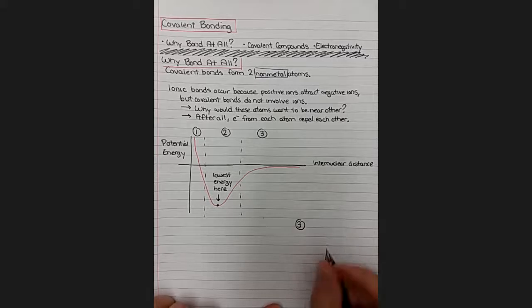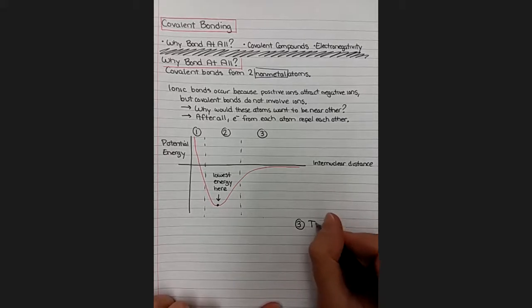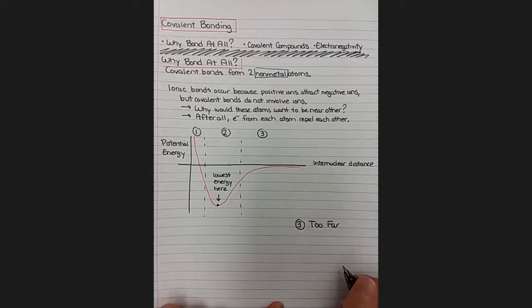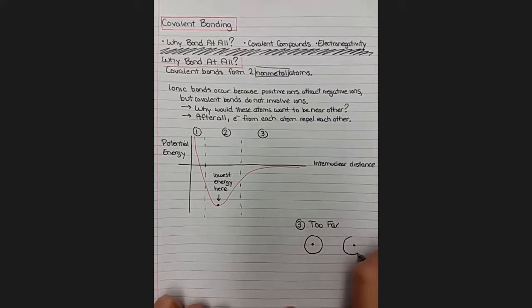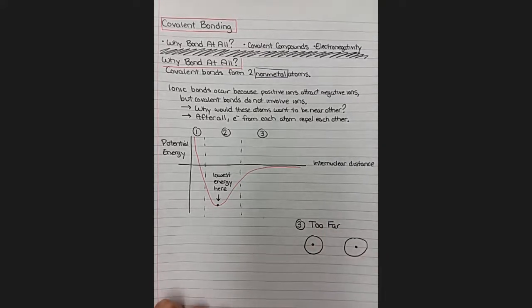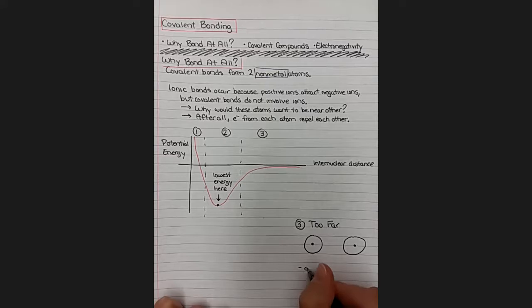So region 3, the two nuclei are too far from each other to bond. So if you were to draw them, they would look like atoms that are super duper far apart, so far apart that they basically don't even notice each other. So in this situation, the atoms don't interact.